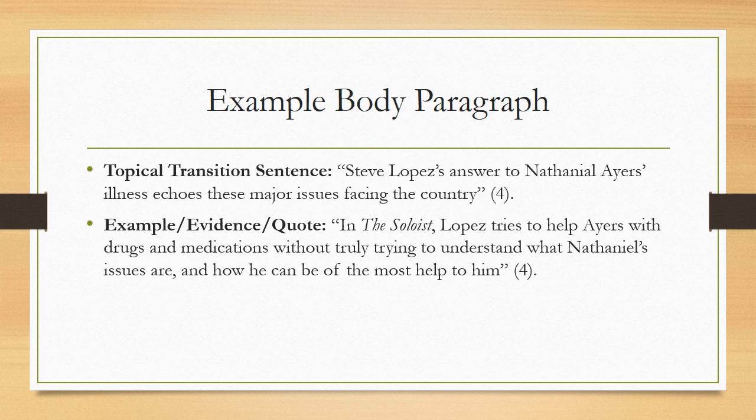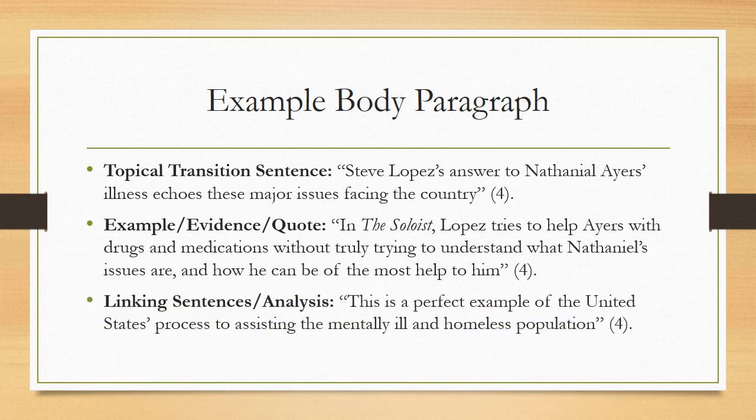But this is a summary of what happens in the film. So if the student just ended here, you wouldn't have any analysis. You have to show the reader how the evidence proves your argument from your topic sentence. And so we call those linking sentences, because when you analyze the artifact, you make a link or a connection between the evidence and the argument. So he says this is a perfect example of the United States' process of assisting the mentally ill and homeless population. So he spells out that thought process clearly for the readers.